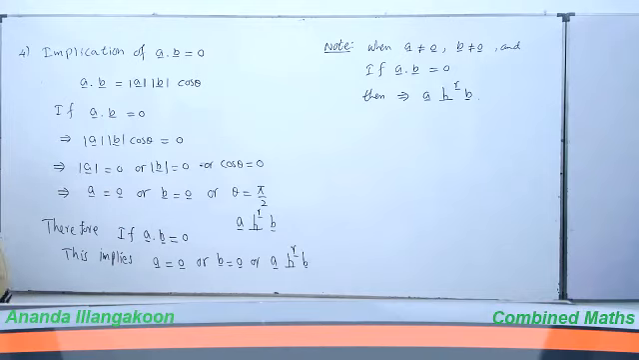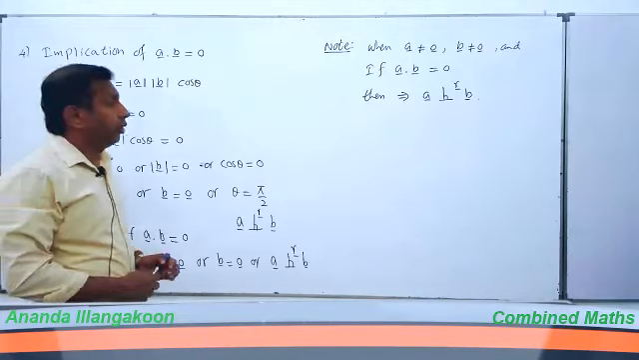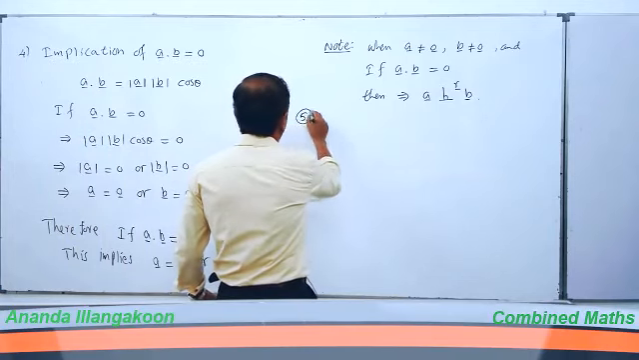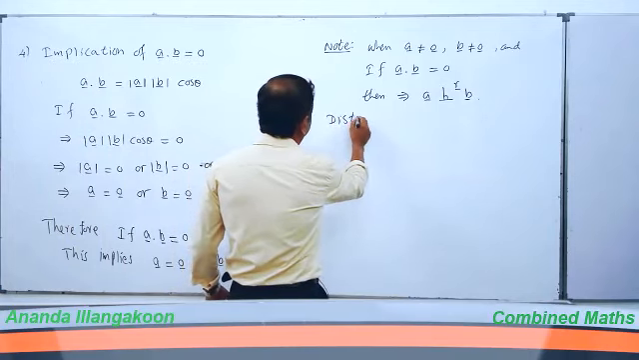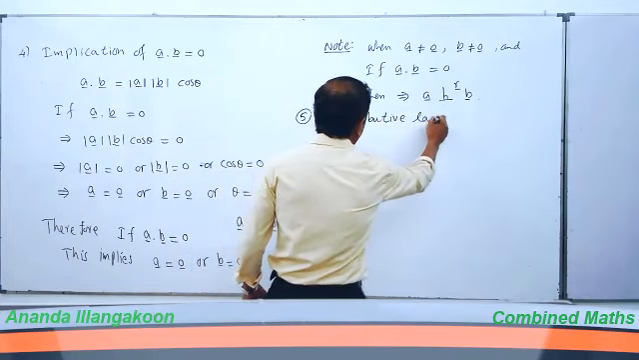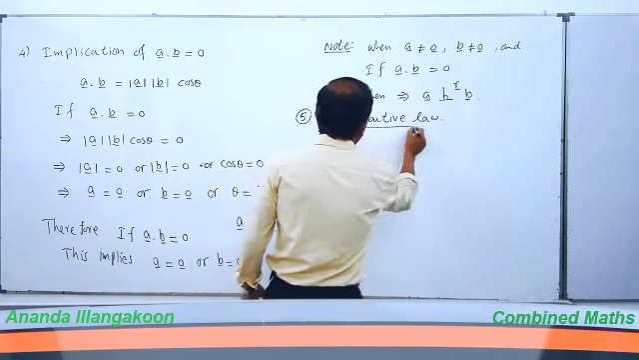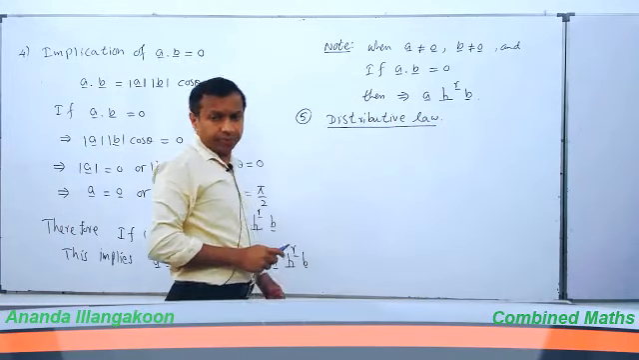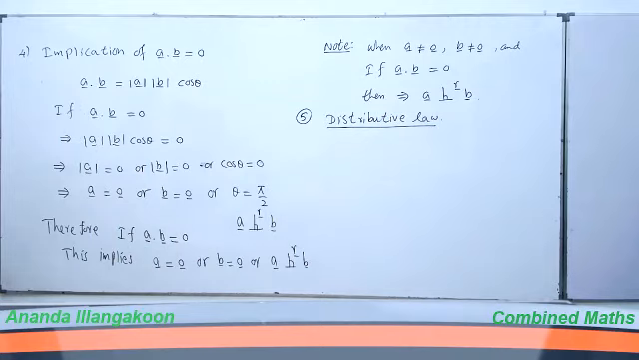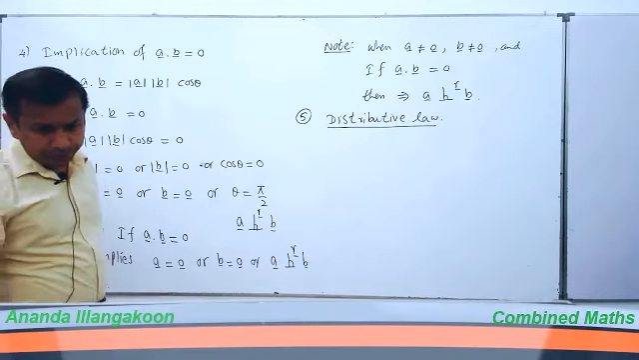Here is the property number 4. Property number 5, people. Distributive law. Right, this is the people distributive law.